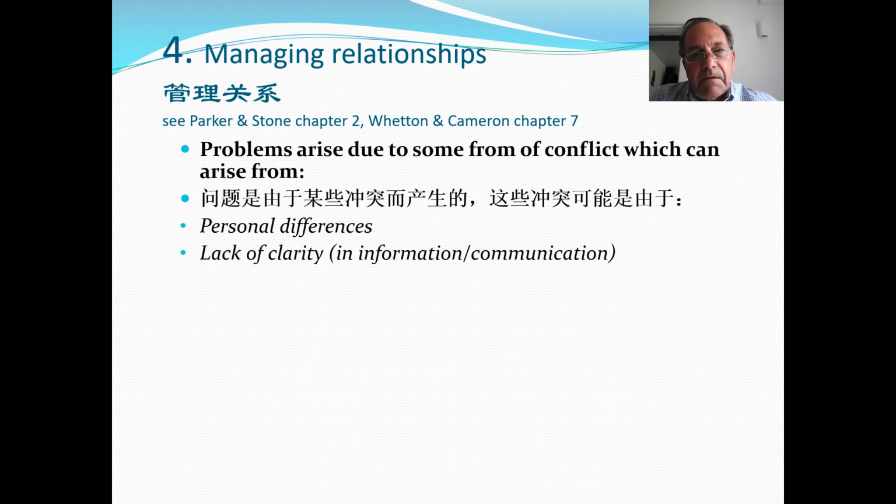Again, a third area is where people have expectations and beliefs and certain personal values which may differ from other members of the team, and this can be a source of conflict where people's belief systems are very different between different members of the team itself.